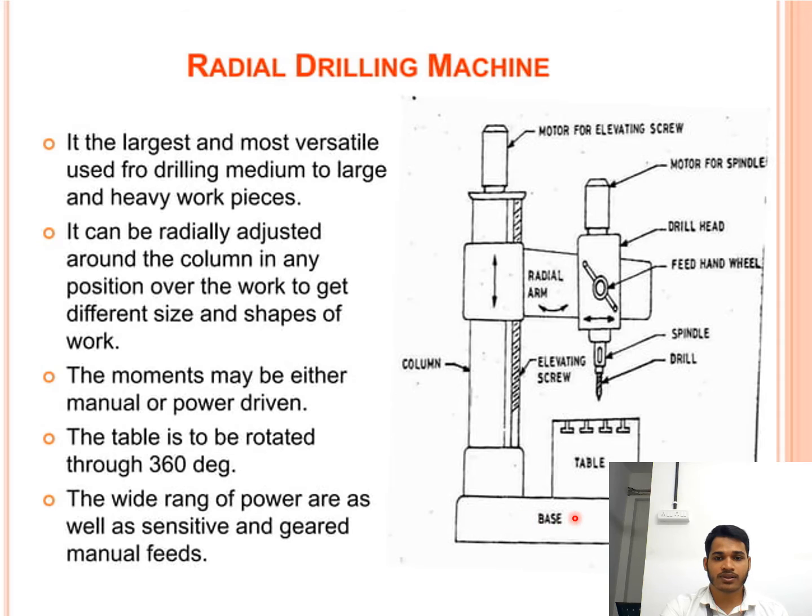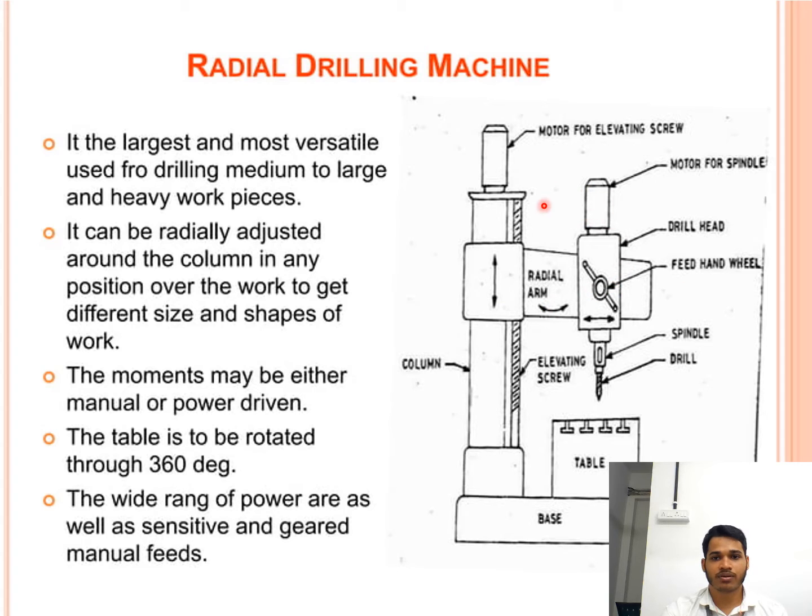So this is the base. The base is generally made of cast iron because it can absorb the vibrations of the motions. And also this is the column, where this radial arm is mounted. Due to this radial arm, this machine is called a radial drilling machine. This radial arm can rotate 360 degrees. Also, it can move in the upward and downward direction. And on the radial arm, there is a guide way. Due to this guide way, the spindle mechanism and the drill bit can move right and left.